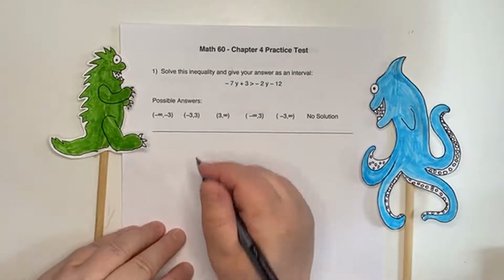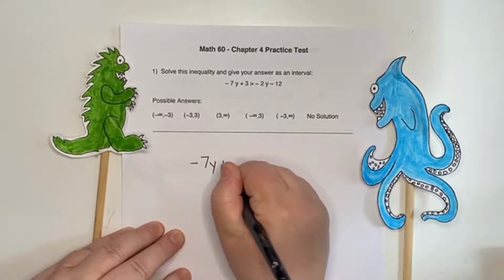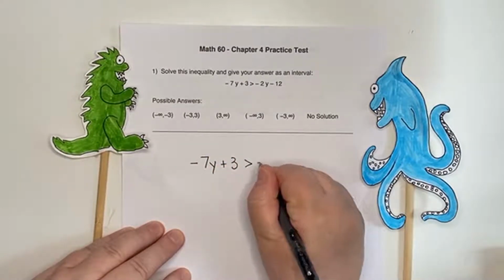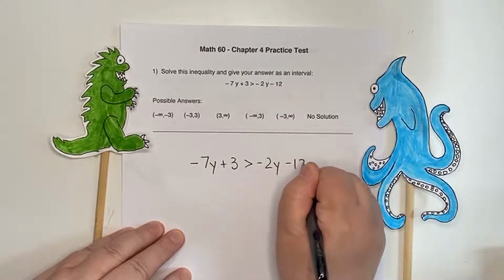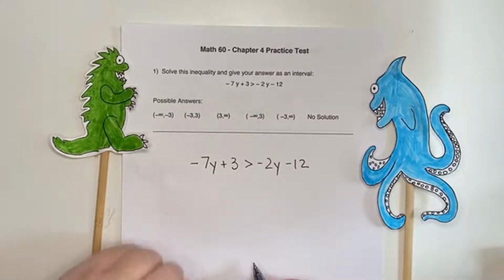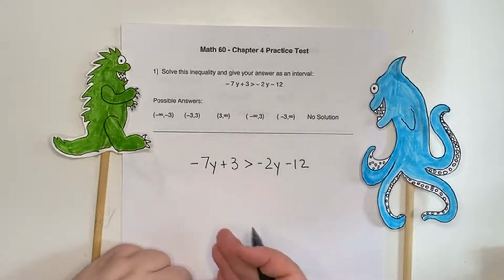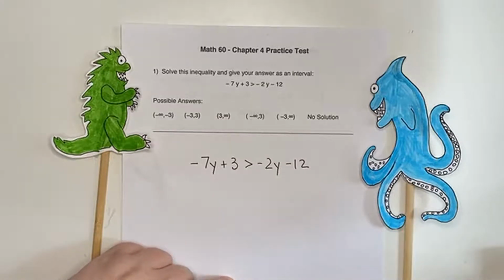Okay, so I've got an inequality. Negative 7y plus 3 is greater than negative 2y minus 12. So you've got some choices to make. One choice is, where do you put the variable? And the answer is anywhere you want. You want to put it on the left? Awesome. You want to put it on the right? Awesome. There are trade-offs to each.